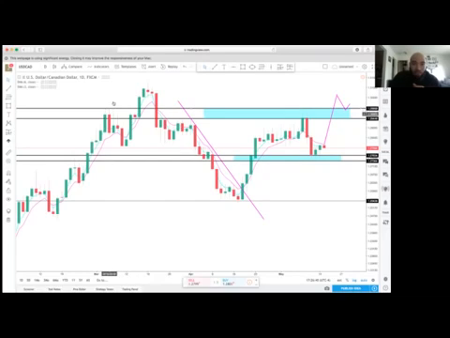See, it had a hard time breaking the level right here. And it came back down. Tried to break it again. Finally broke it. Finally broke this level. We wanted it to stop here and come back up, but it didn't. It came right back down.